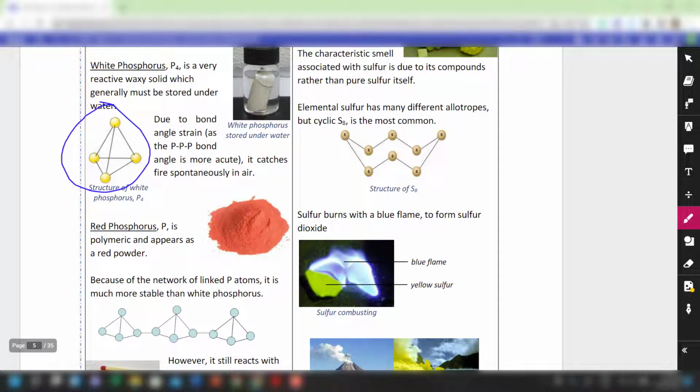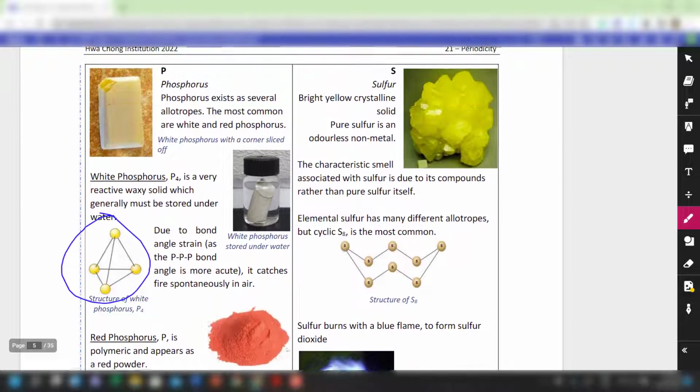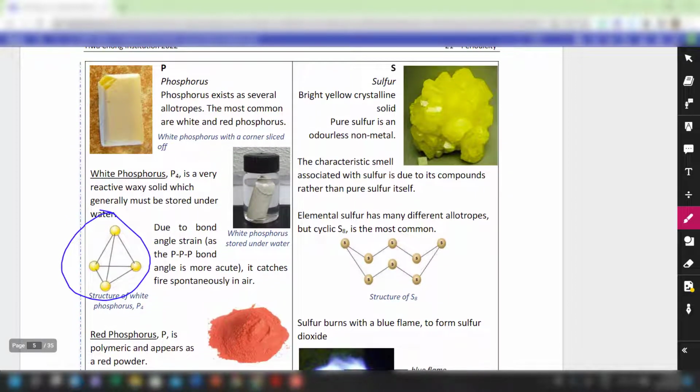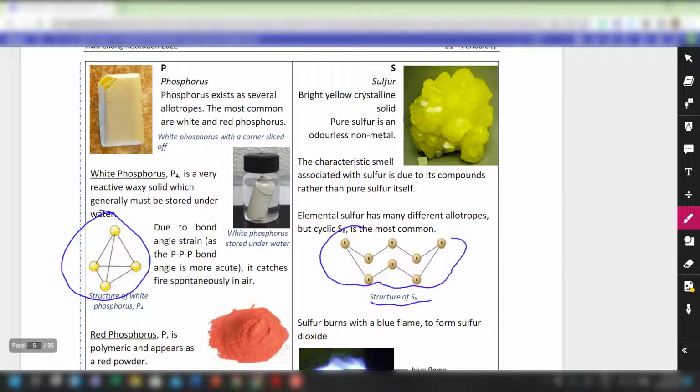But this is largely white phosphorus. So for other forms of phosphorus, it has other linkages. So at a very basic level, we'll be using P4. Okay, just take note of this. And for sulfur, we'll be using S8. Having this interesting structure over here, looks like a crown. It is a cyclic structure with 8 sulfur atoms bonded in a cyclic fashion.